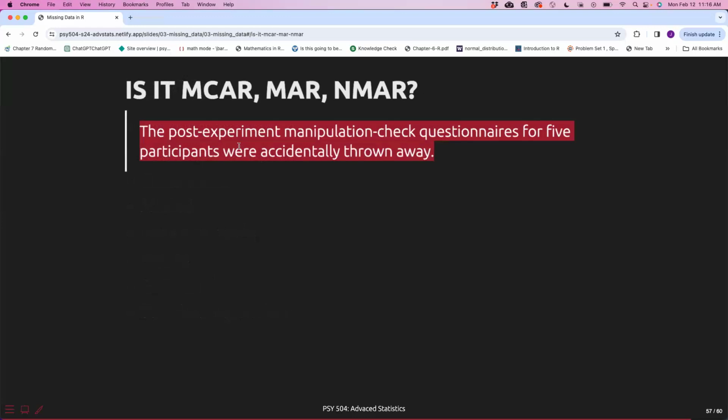So with the couple minutes that we have left, I want to play, is it MAR, MCAR, or NMAR? Let's say that we have a manipulation check questionnaire and 5 participants were accidentally thrown out. What mechanism is that? MCAR. Yep, it would be MCAR. Why would it be MCAR? It's totally random. It was accidentally thrown away. So it has no impact on the actual results of the experiment.